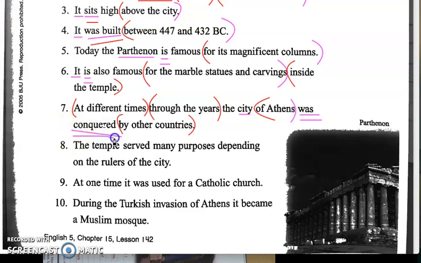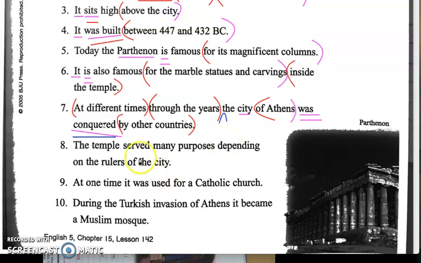Now we have a comma here also. So remember we have to put a comma after the prepositional phrase that's 5 or more words, so it's actually at different times through the years. So I'm going to put a comma here. So that's the symbol. At different times through the years, comma, the city of Athens was conquered by other countries.